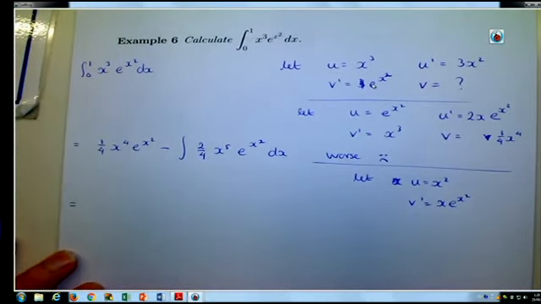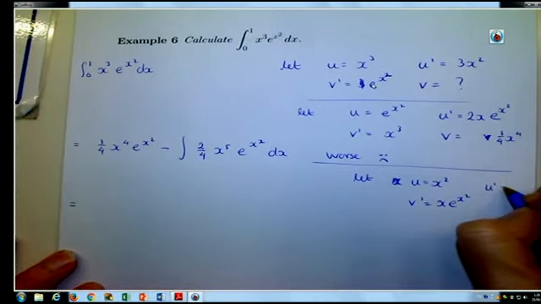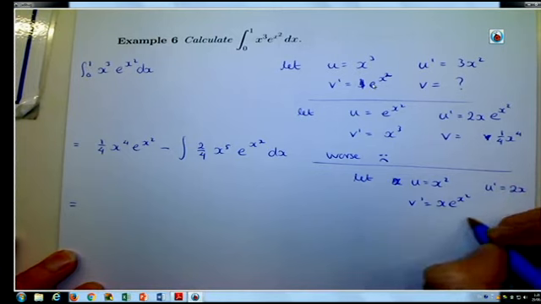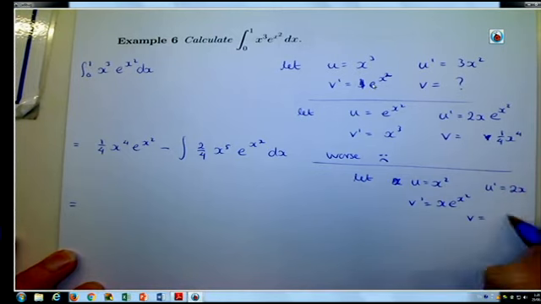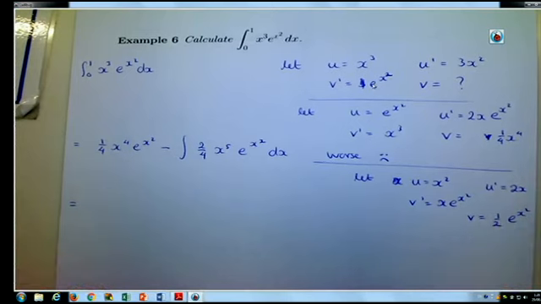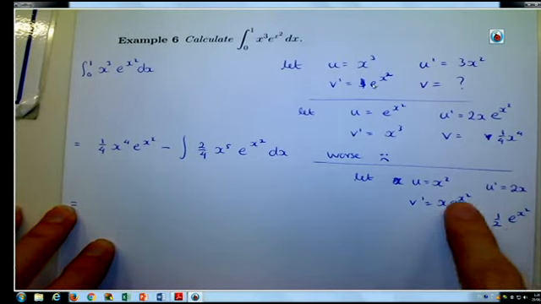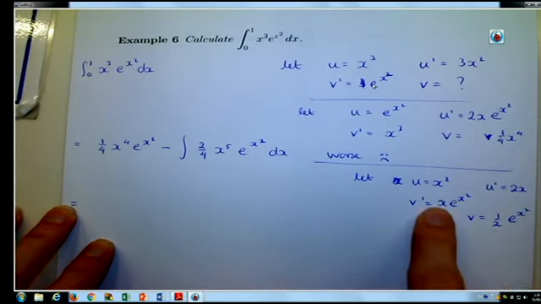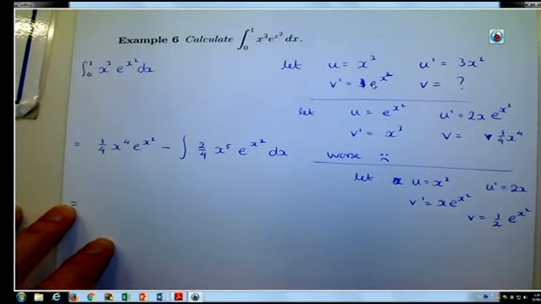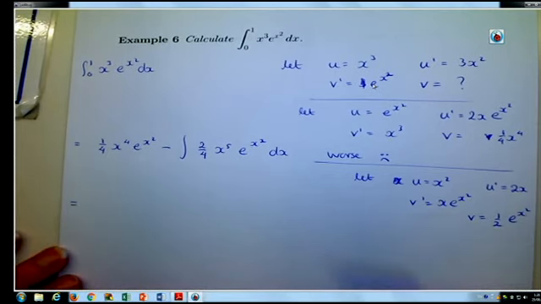Okay. We want u prime, that's going to be 2x, and we want v, that is going to be e to the x squared over 2. If I differentiate this one, I get e to the x squared back, and then I bring down the derivative of this, which is 2x, and the 2's cancel out, and I've just got an x left. Okay, let's see how this one goes.